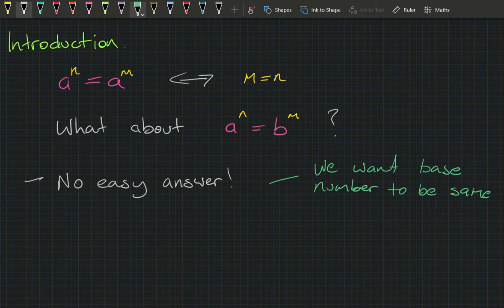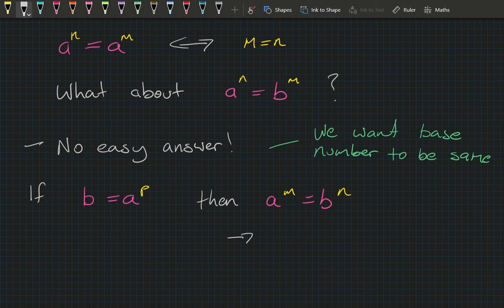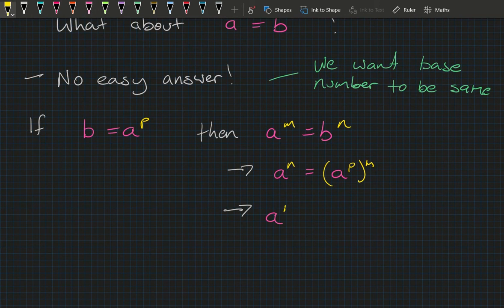However, if b was equal to a raised to the power of p, then a to the n equals b to the m will become a to the n equals a to the p raised to the m, just by subbing in a to the p for the b, right? So therefore we've now got a to the n is equal to a to the p times m, just by using the third law of indices. And therefore we know that n has to equal pm.